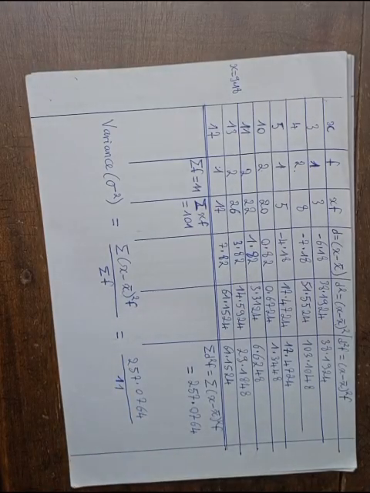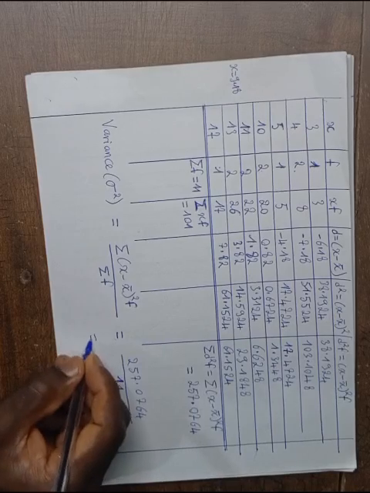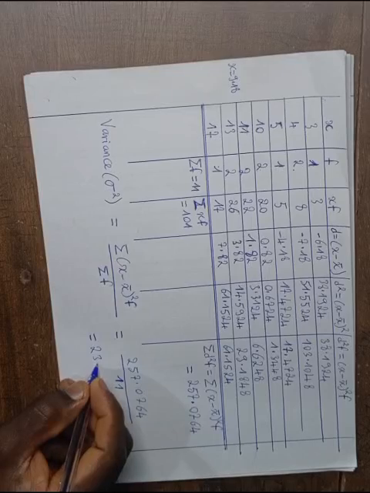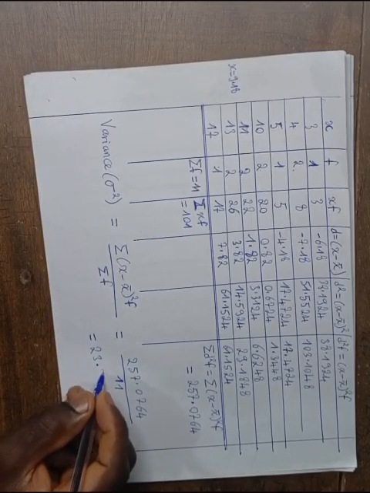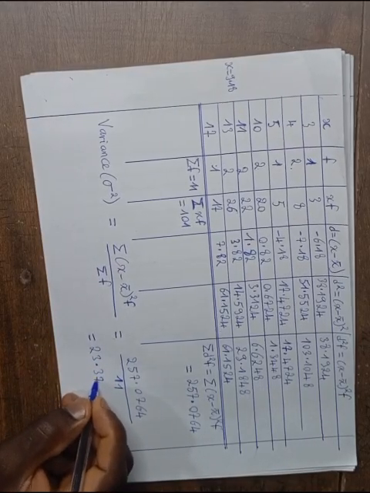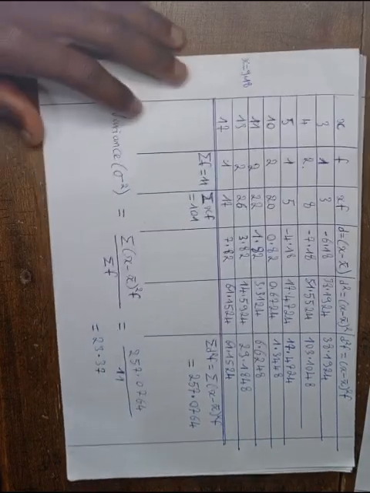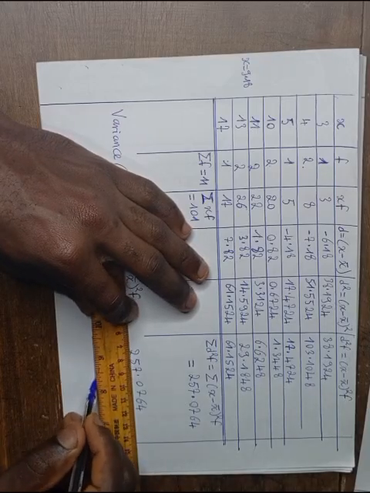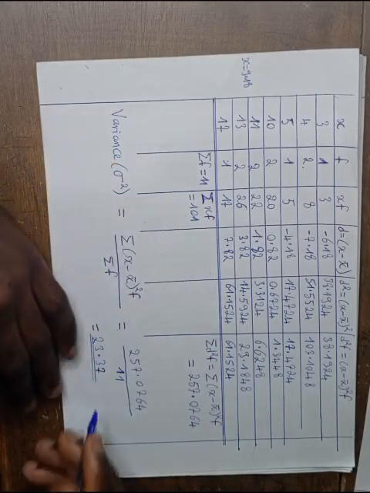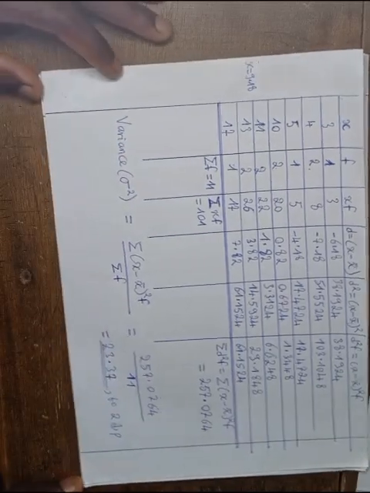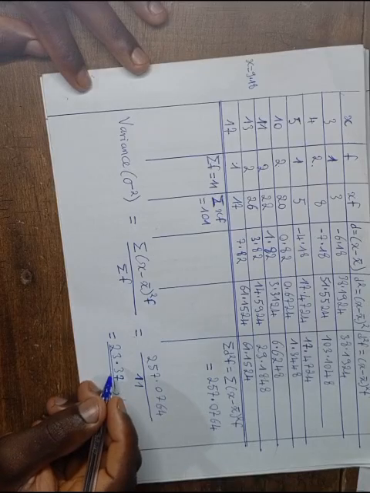So we have to perform this division. Let's perform the division using our calculator. It gives us the number 23. I'll give it to 2 decimal places, 23.37. So this is our variance to 2 dp. Next, we are done with question E.